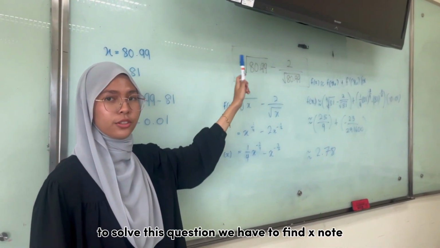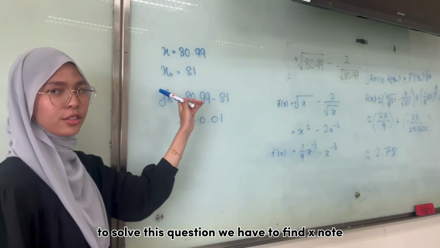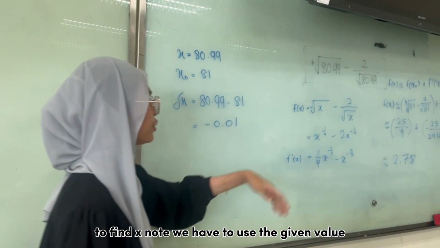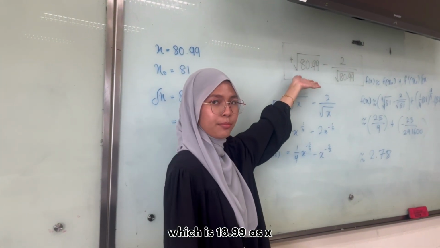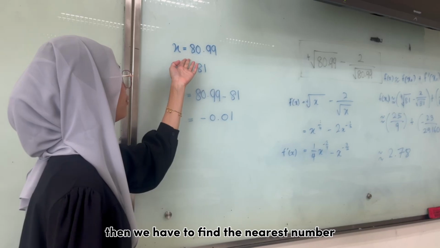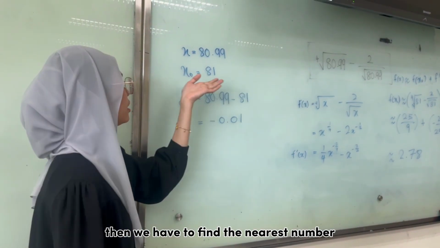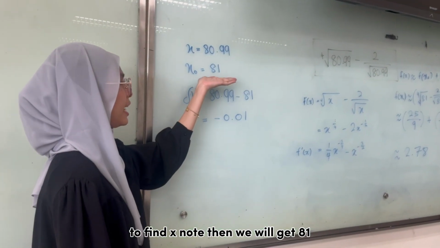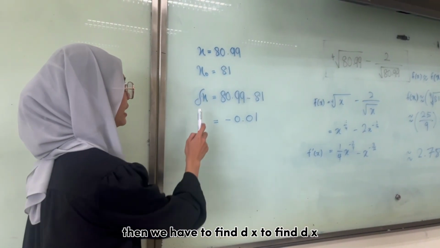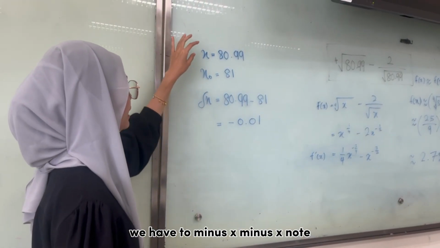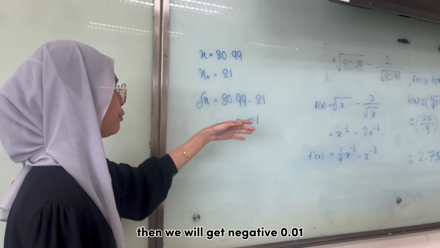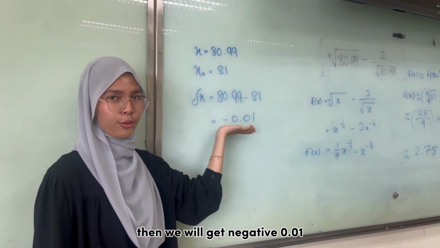That we have to solve. To solve this question, we have to find x naught. To find x naught, we have to use the given value, which is 80.99 as x. Then we have to find the nearest number to find x naught. Then we will get 81. Then we have to find dx. To find dx, we have to minus x with x naught. Then we will get negative 0.01.